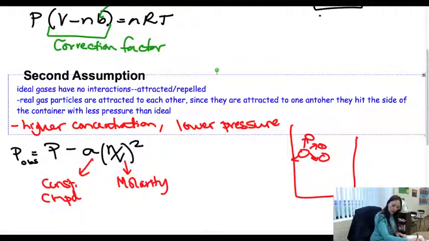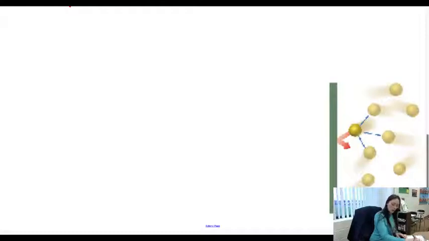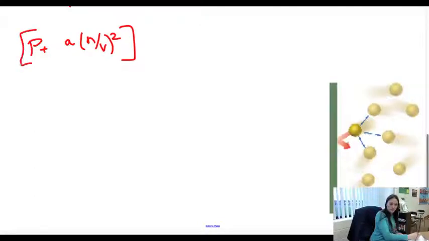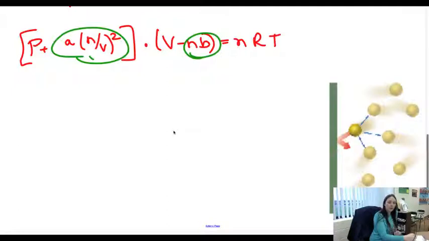So what we end up with for an overall van der Waals equation, you want to write this somewhere down at the bottom, is P plus A times n over V squared, times V minus nB, equals nRT. It's still PV equals nRT. You just have now this correction factor and this correction factor. One for volume, for the amount of space particles take up, and one for the fact that they are attracted to one another.